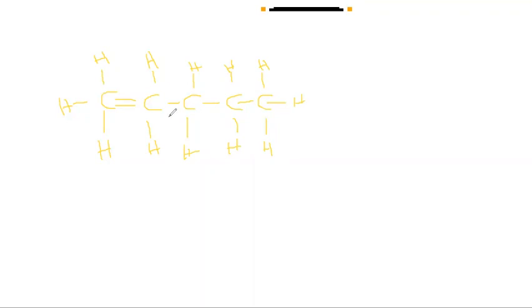This molecule has 5 carbon atoms, 1, 2, 3, 4, 5, and the name of this organic molecule is pentene. Pent comes from the 5 carbon atoms, and ene is because this pentene has a carbon-carbon double bond, so it belongs to the group of hydrocarbons called alkenes. That's why I'm ending with pentene.